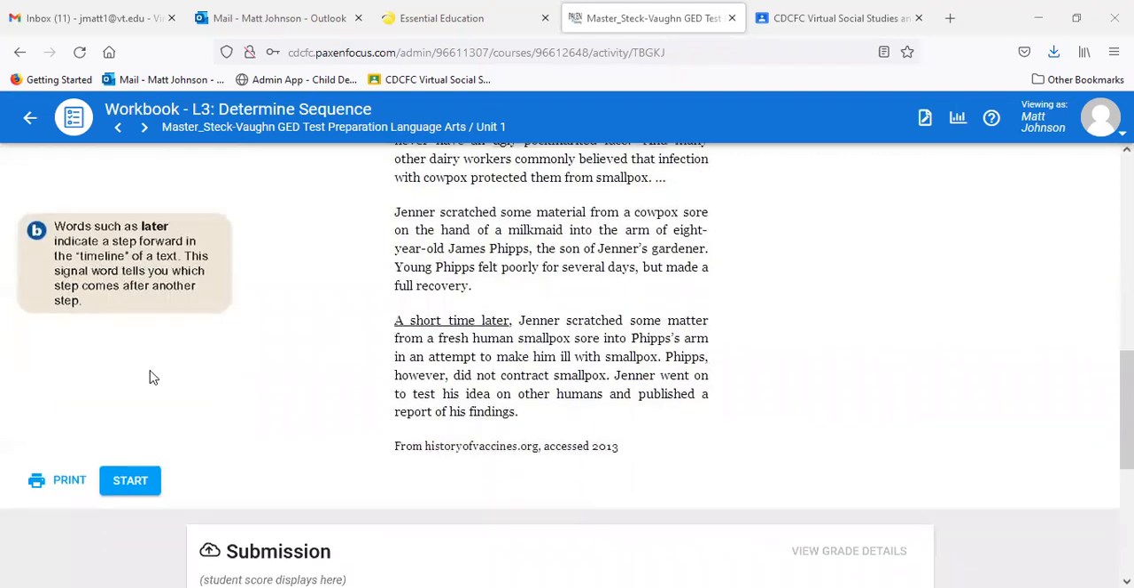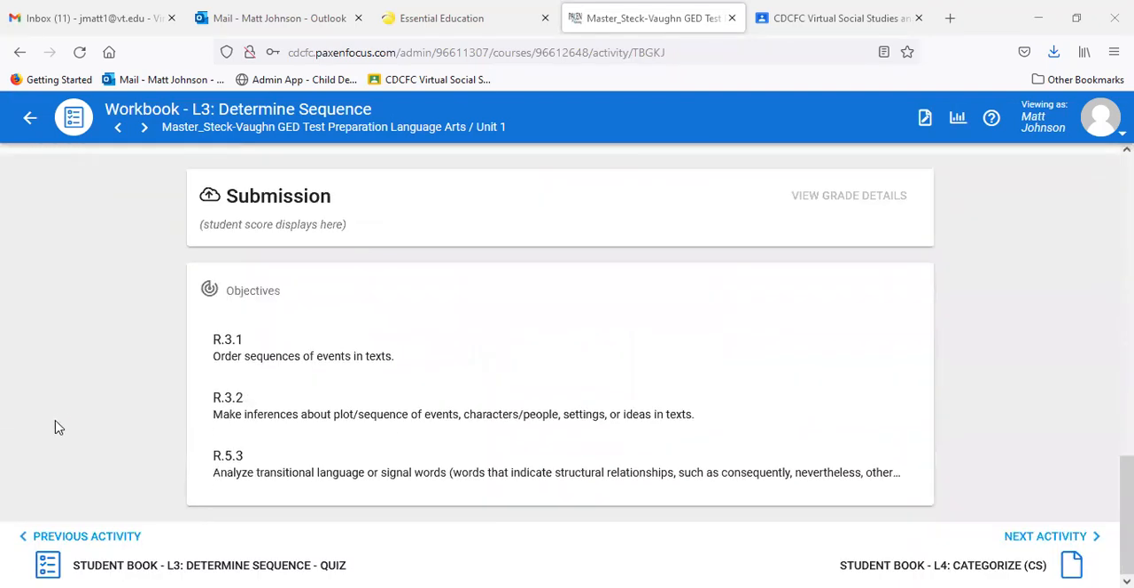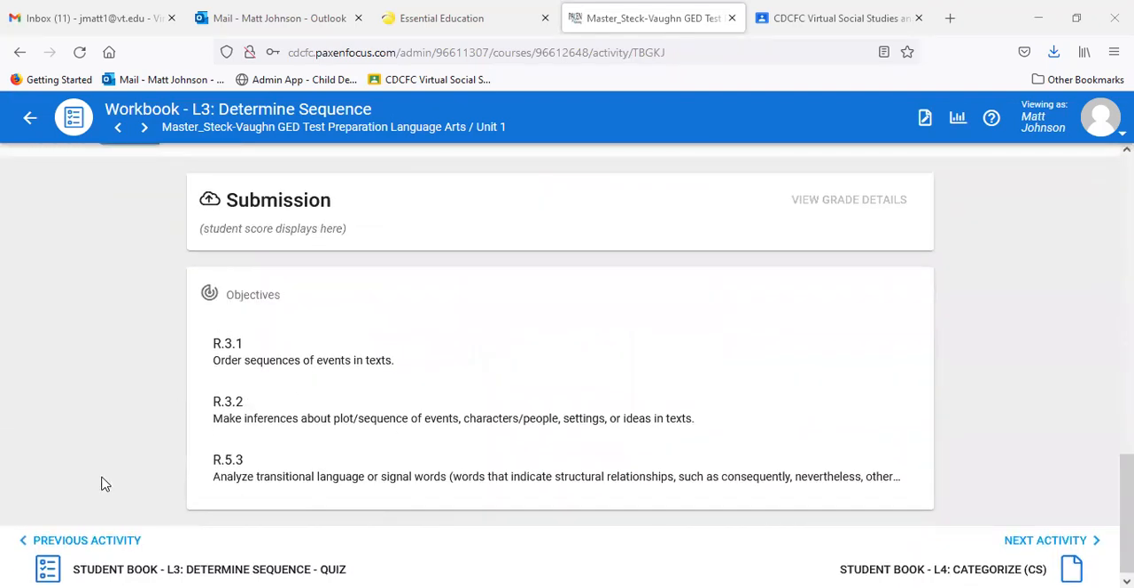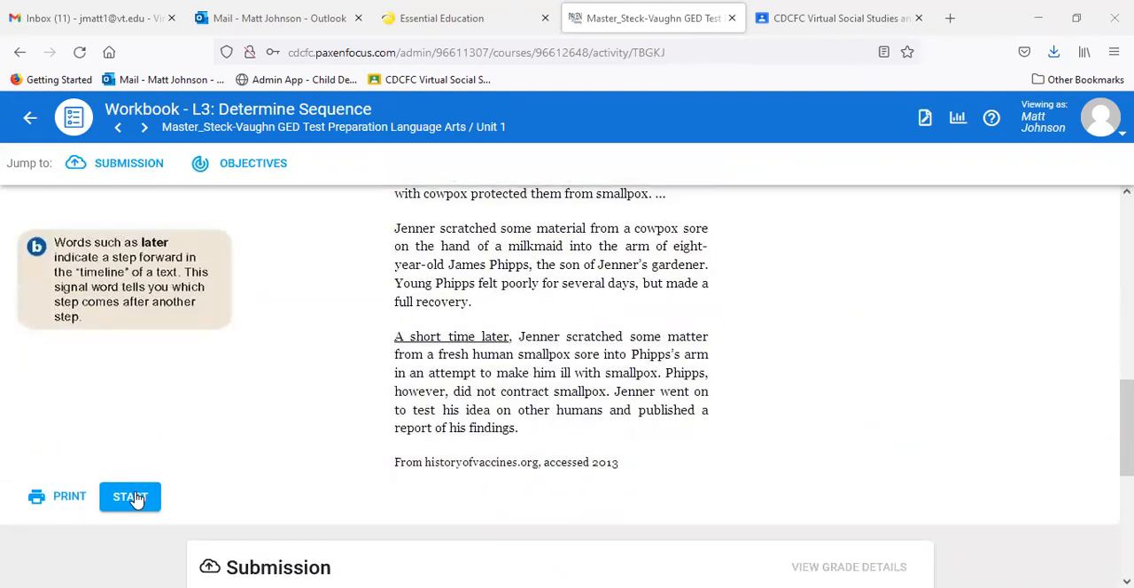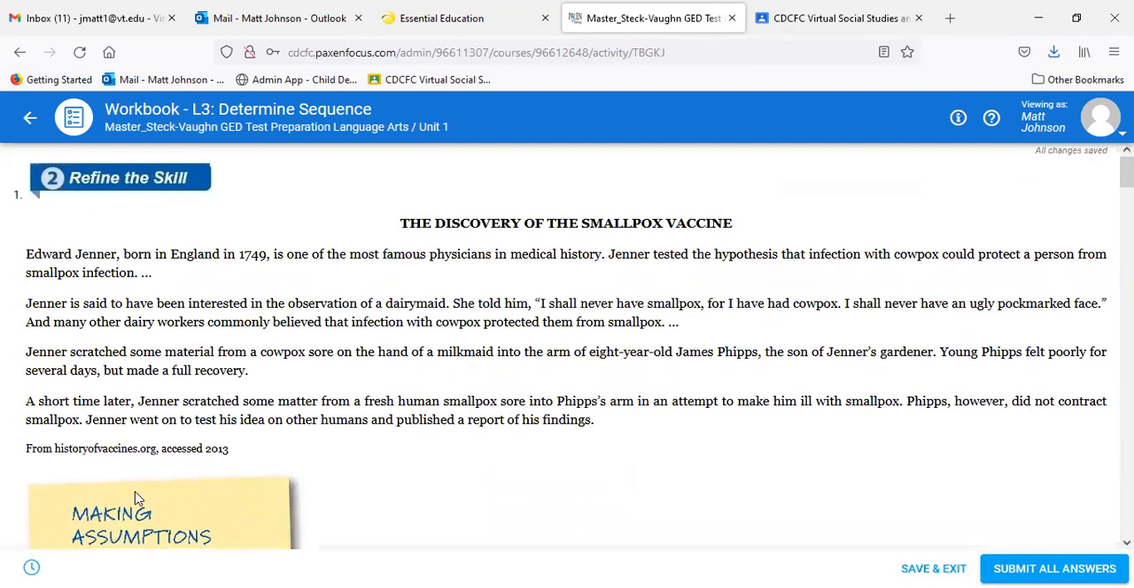So we'll look down here and have a few questions. Oh, no, next activity. Whoa, no. Start. Woo, almost messed up there. So hit start. That will take us into the workbook, right? And there's our passage again.